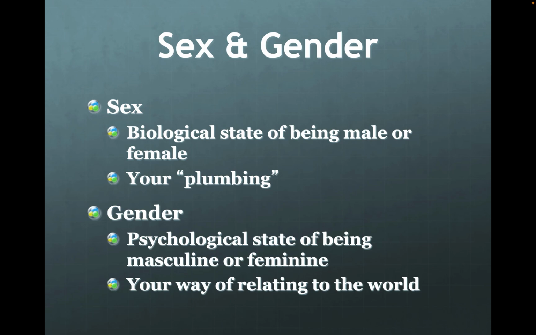Sex is the biological state of being male or female. That is whatever plumbing that you have. Gender is the psychological state of being masculine or feminine, your way of relating to the world. Once upon a time, people would get sex and gender mixed up all the time. They said they were exactly the same thing. Your plumbing is your gender. But of course, now we know that with the liberalization of society, we have changed the concept of gender so that it is far more liberal than it ever has been in the past. And it is kind of interesting to watch how all of these things change over time.